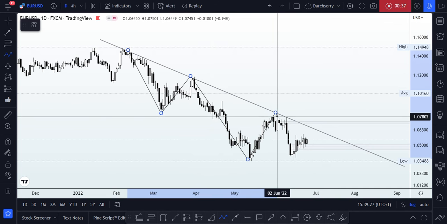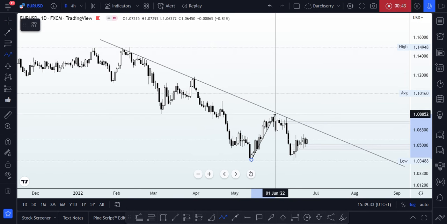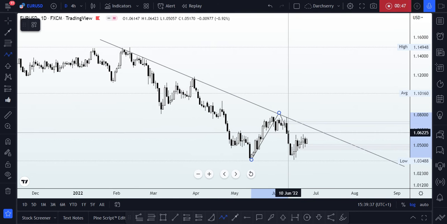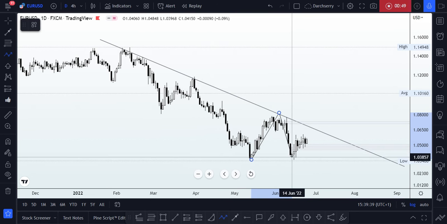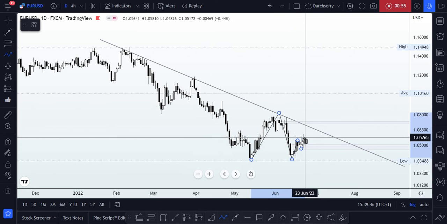However, after price tested this area at 1.03400, we saw a rise in price action back into the trend line. And then since the beginning of the month, price did a bearish momentum to the downside, testing that same level, after which we continue to see higher lows from this point in time.